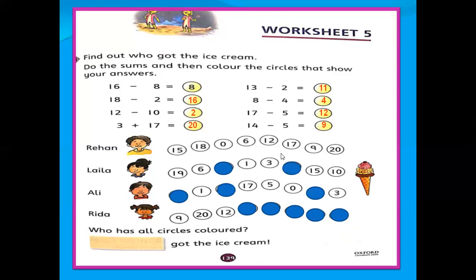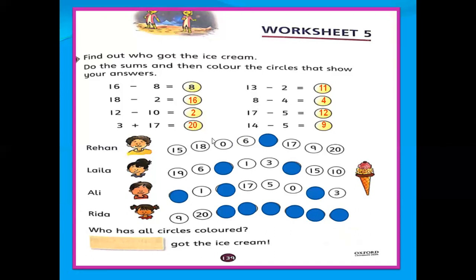Okay, two is given three times. 17 minus 5, 12. Look, where is 12? In the first line, here is the 12. Color this one. In the second line, no 12. In the third line, no 12. And here the fourth, this is the 12.